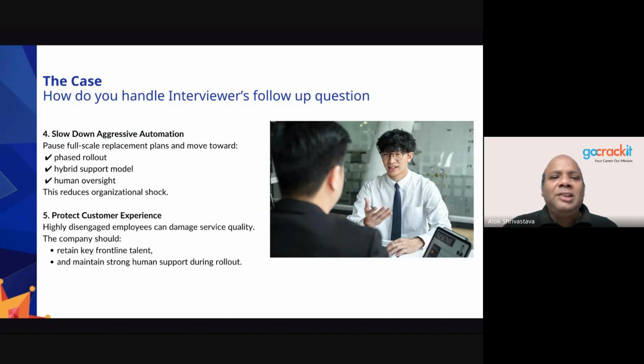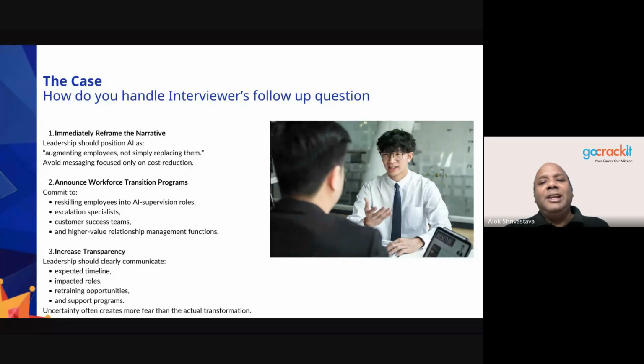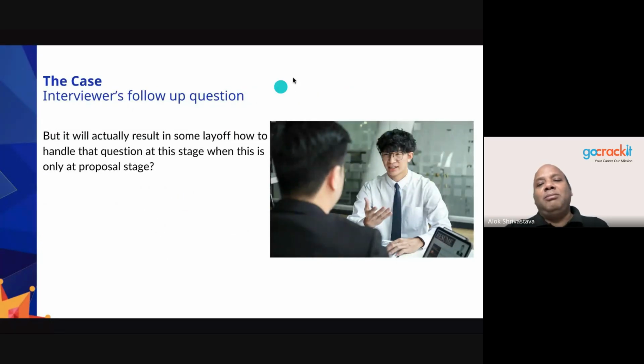As somebody said, let's start with some pilots, a phased rollout, and always be an advocate of customer experience. We also wanted to improve customer experience, and hence we are doing it. Now, you might say this, which is really good actually, but the recruiter may still press and say, but you also know, boss, that it is going to lay off people. And the layoff question will definitely come. Whatever you say, layoff questions will definitely come. How will you handle this?